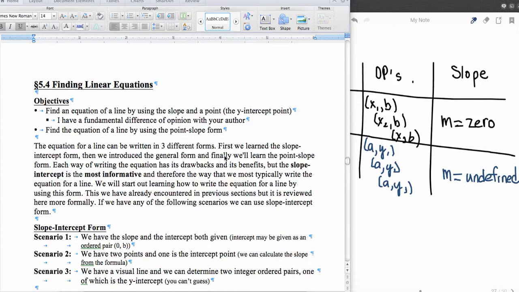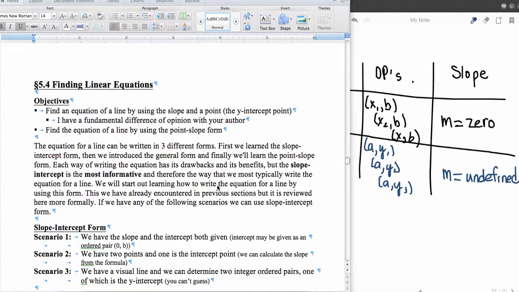So first off, we are going to be reminding ourselves that the equation of a line can be written in three different forms. First, we learned the slope-intercept form, and then we introduced the general form just very recently, and finally we're going to learn our last form of the line, the point-slope form. And each way has its drawbacks and its benefits. The slope-intercept form is our most informative because it's a way of getting the slope and the y-intercept very directly and leads to a graph quite easily.